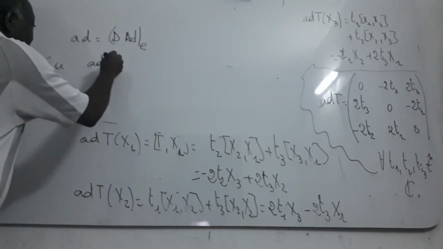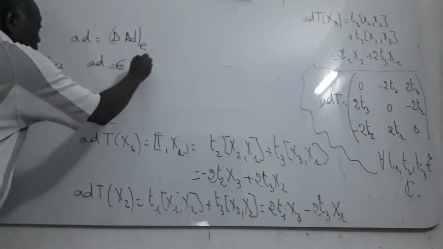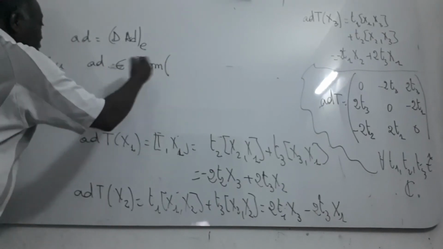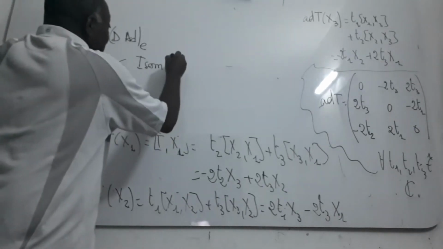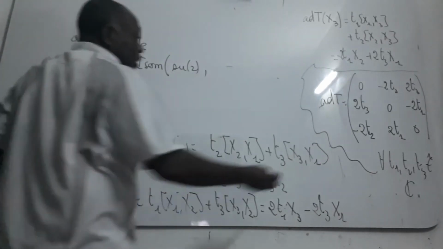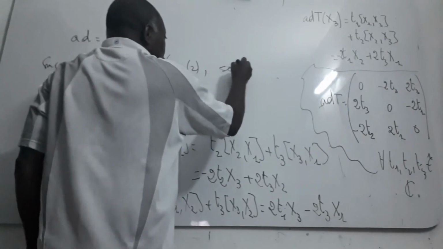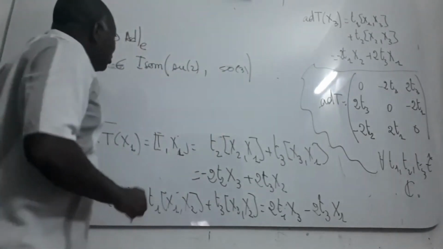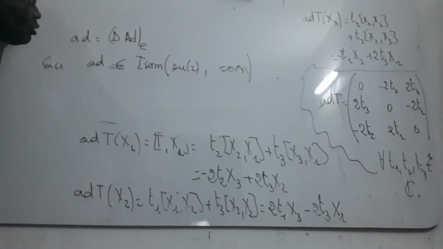Then from here you can prove that, since it is an isomorphism of this Lie algebra, for T in SU(2), the trace will be equal to 0. For SU(2) it is the isomorphism of the adjoint on this side.